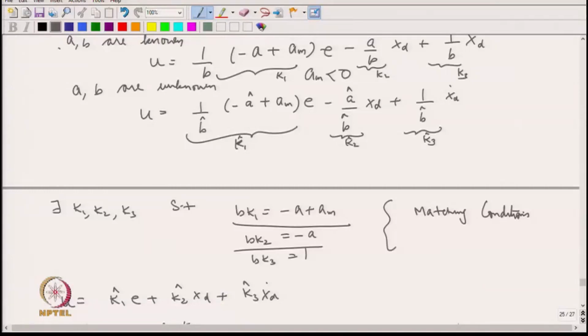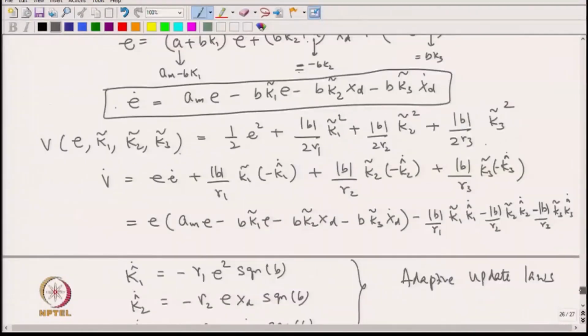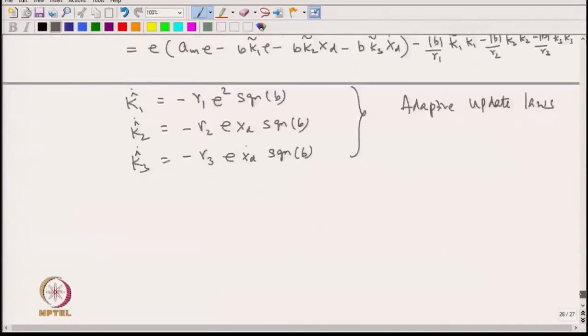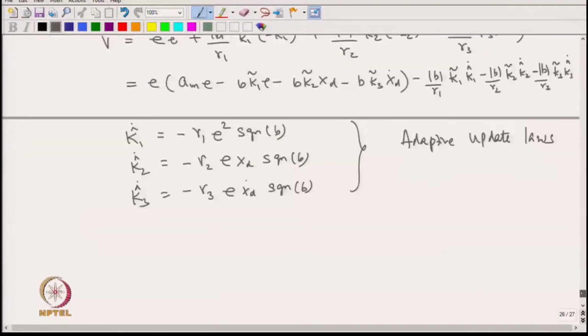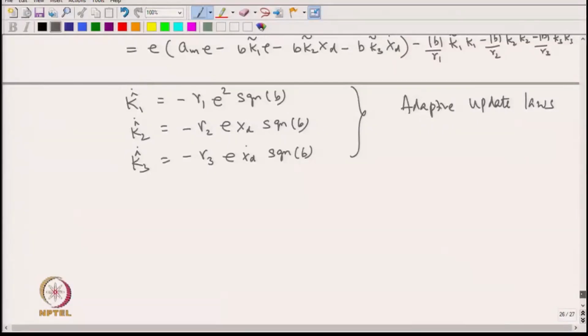We can also do an indirect approach where we simply consider a hat, b hat, and go ahead with the analysis, and then try and design the update laws for a hat dot and b hat dot. So, that is something that you could try on your own. This is the direct adaptive command tracking controller.